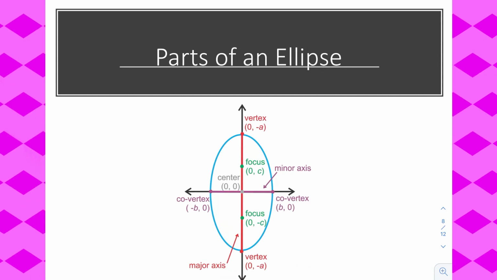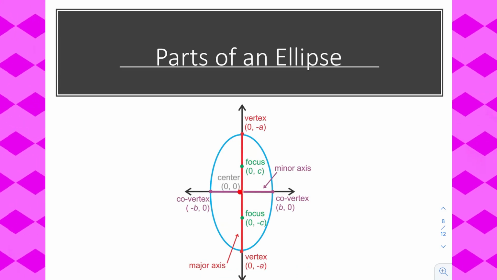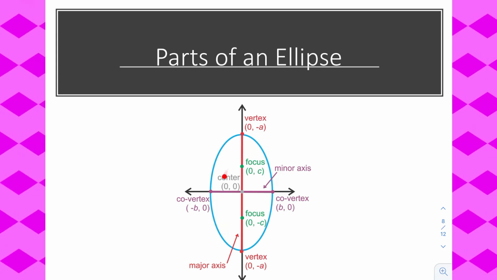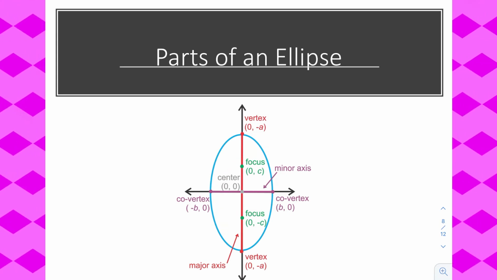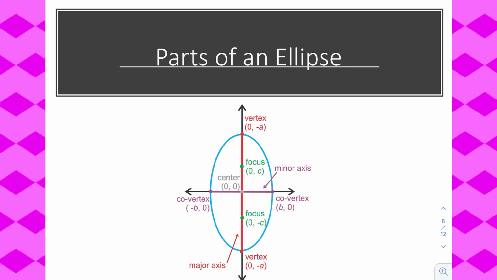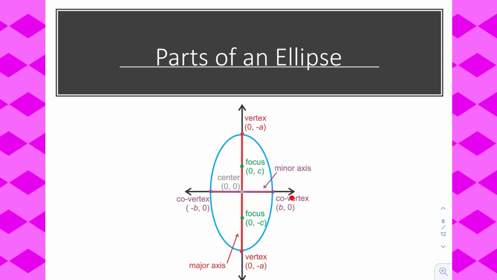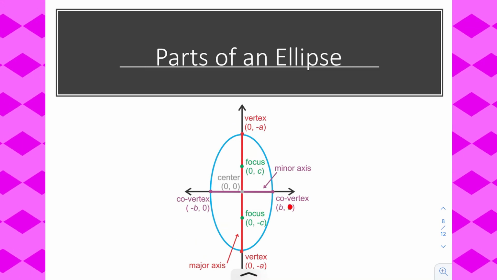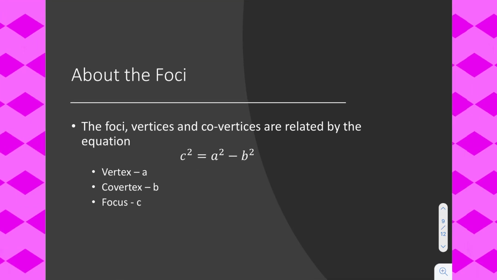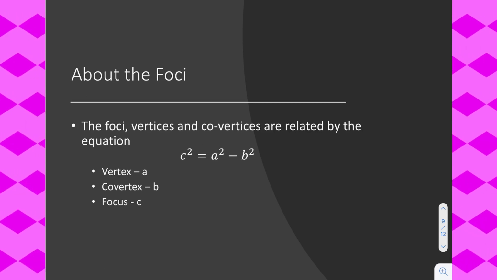And so again, here's an ellipse with all of our parts labeled. We've got the major axis in red, the minor axis in purple. The two foci, the focus points, lie along the major axis, whose endpoints are the two vertices, and for the purple minor axis, the endpoints are the two co-vertices.